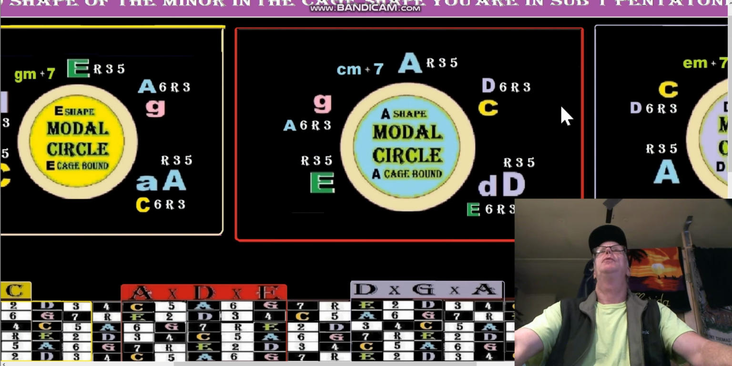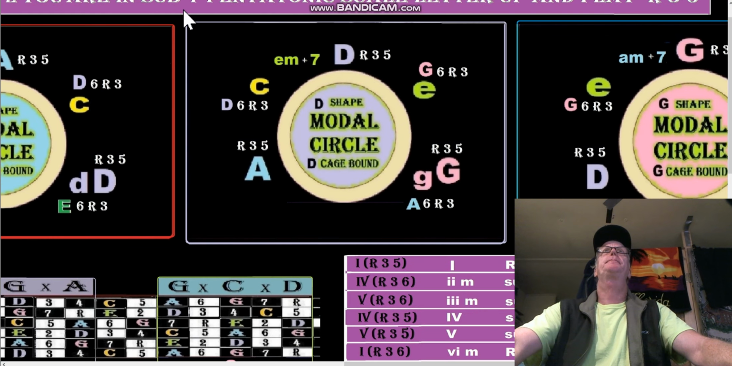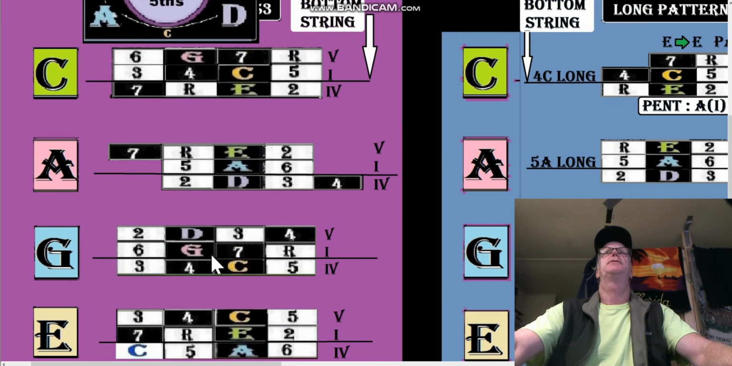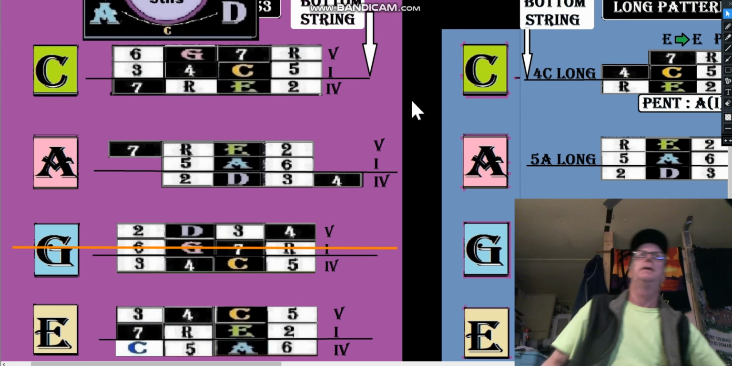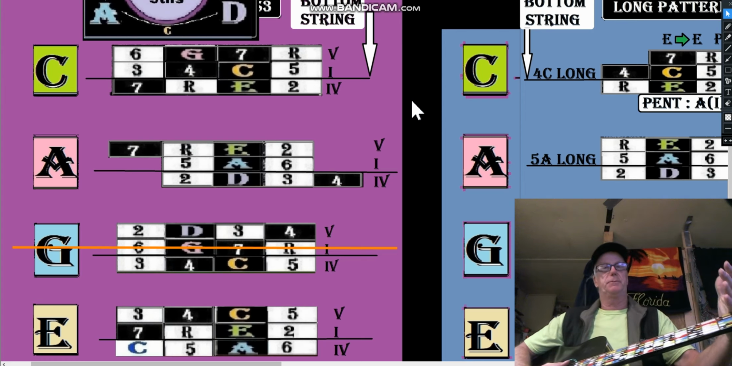Okay, so let's look at one of these guys here. I believe we were looking at the G shape down here. We started on the G. Okay, so we can draw a line again, but I don't want to have to make the arrow. But you know it's the bottom string of the guitar, right? So G in the key of C in mine, because I'm down tuned here.